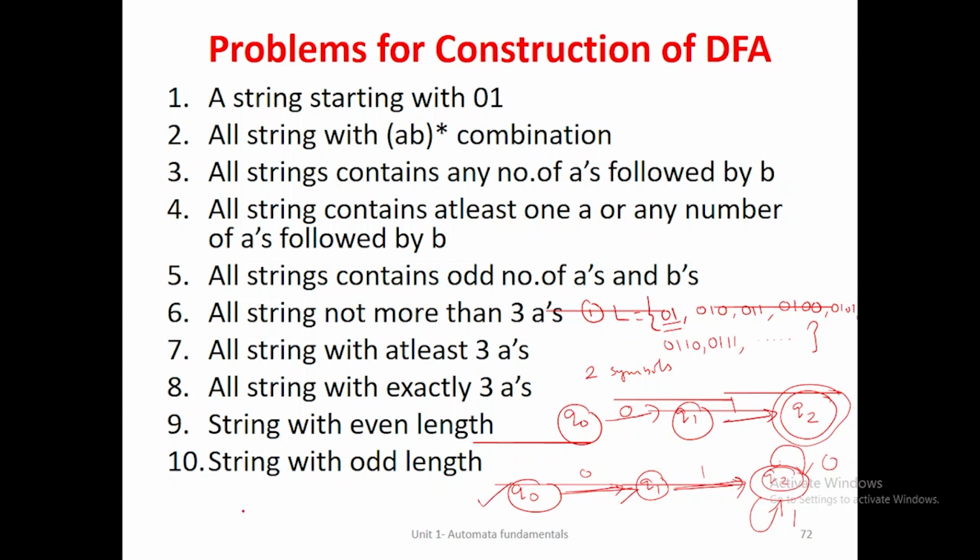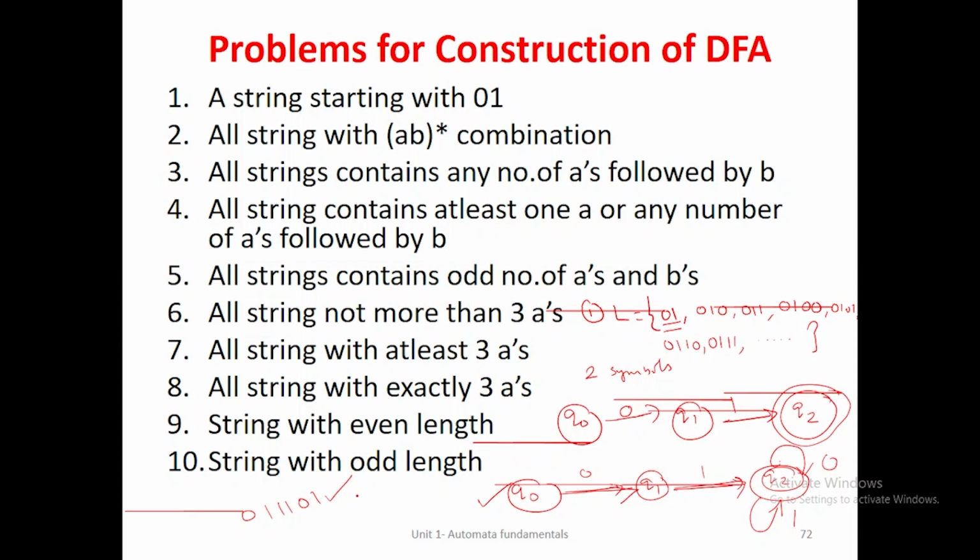Now try to check the string 011101. We'll discuss it: 0 takes Q0 to Q1. Q0 is the starting state, and Q1 is reached. The second symbol is 1, so it goes from Q1 to Q2. Then the remaining string is 1101, and the final state is reached. So it is a correct string. For a correct string, it should go to the final state.